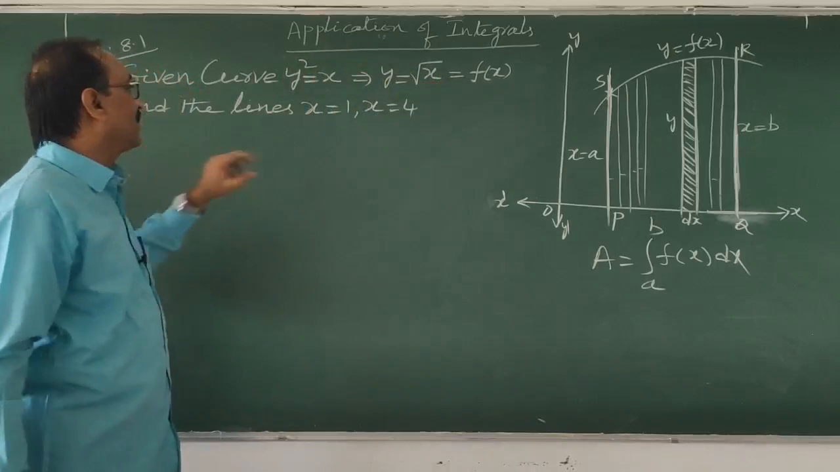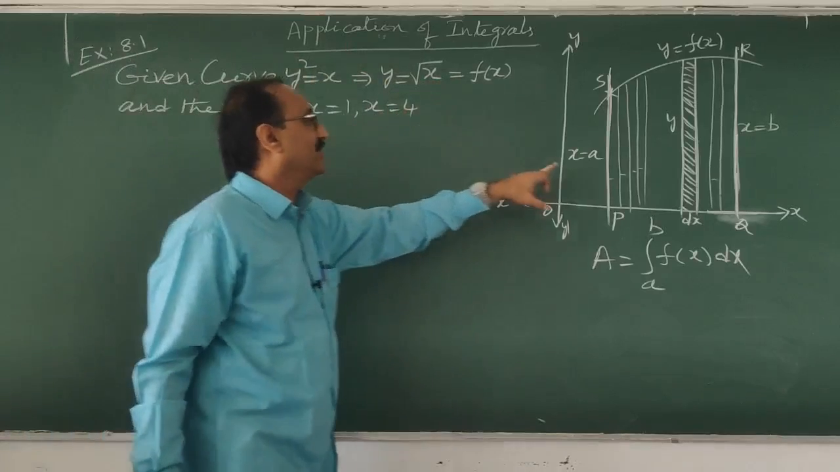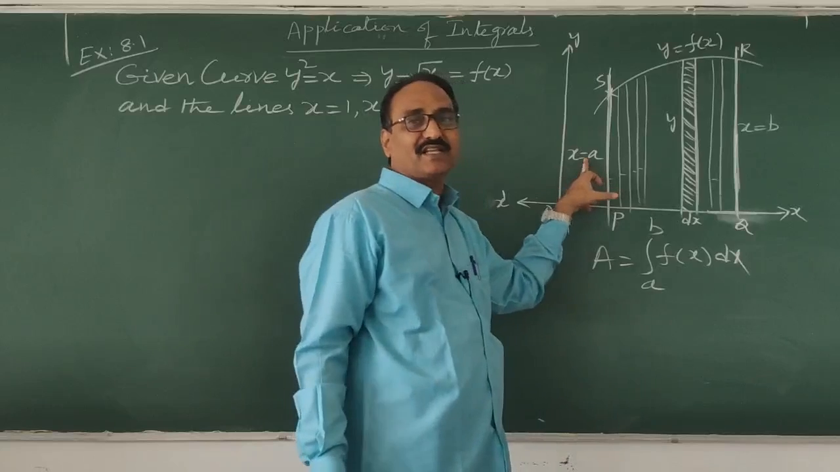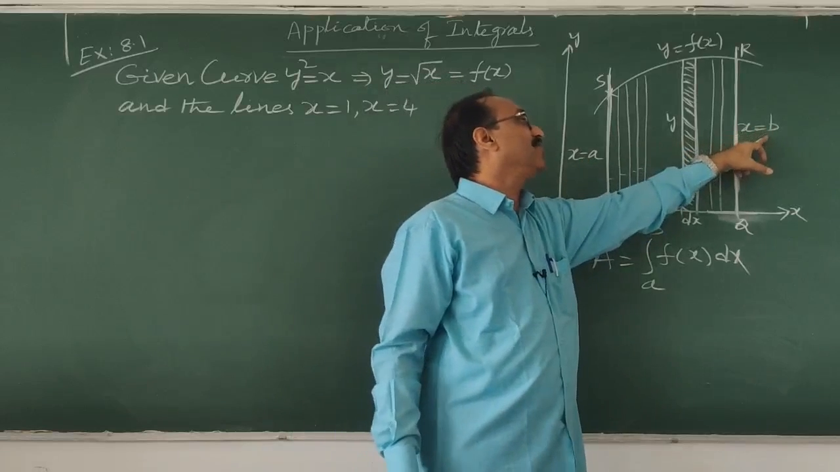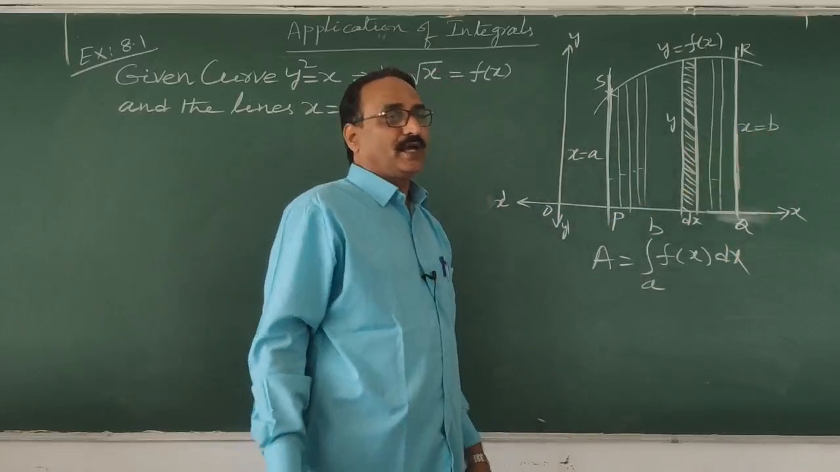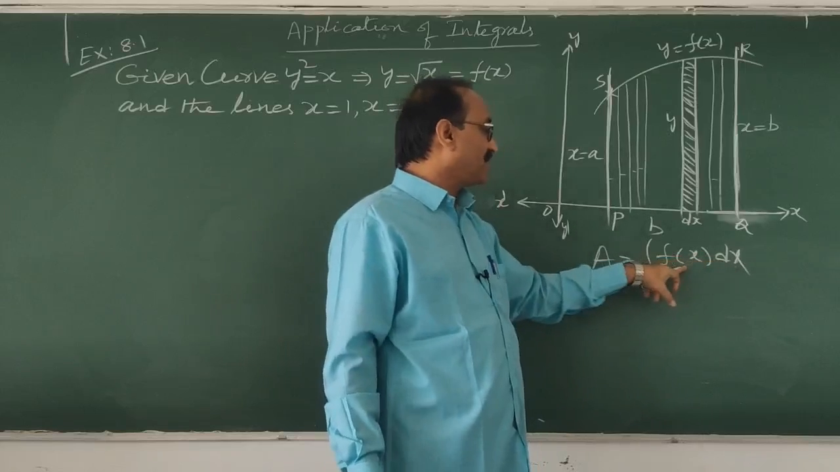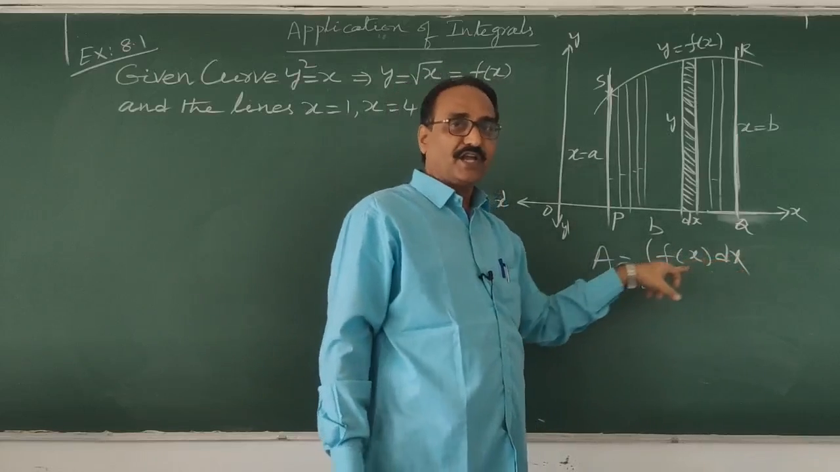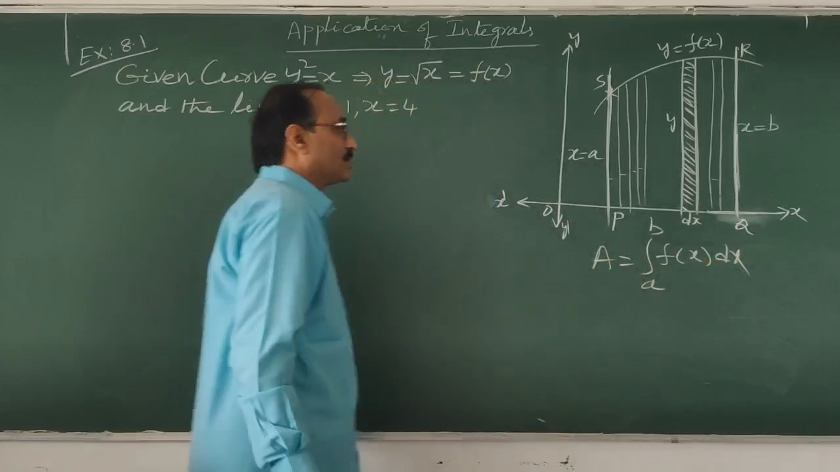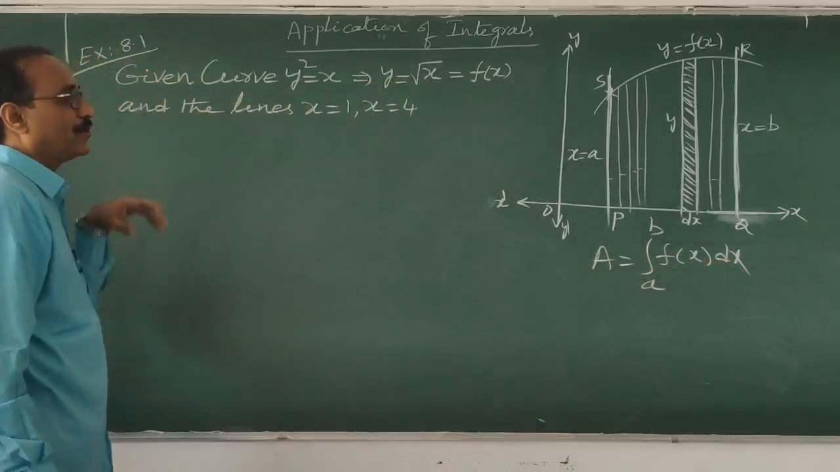Okay. Now the given lines are x is equal to 1, x is equal to 4. x is equal to a: in place of a, 1 is there, and in place of b, 4 is there. According to area, integral a to b f of x dx. f of x I know, and a to b we will know from the problem. So that is the first thing we are going to do here.